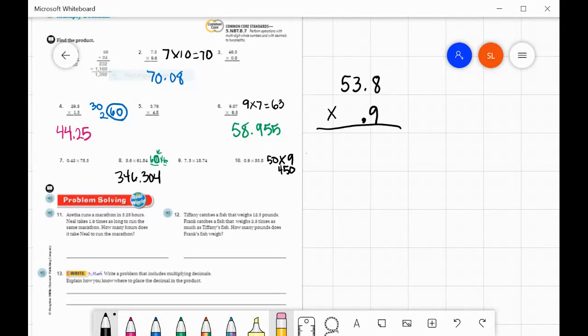Welcome back. We have 9 times 8 is 72. Carry the 7. 9 times 3 is 27, plus 7 is 34. Carry the 3. 9 times 5 is 45, plus 3 is 48.